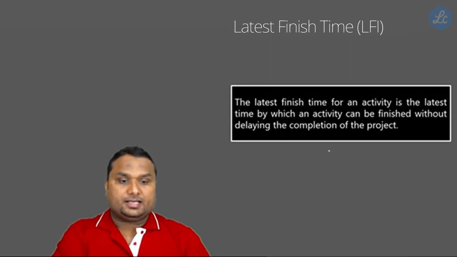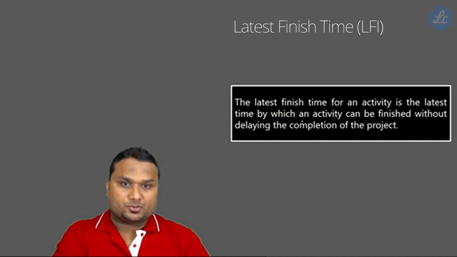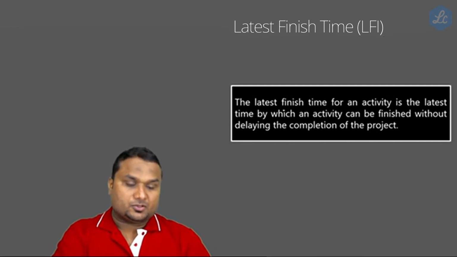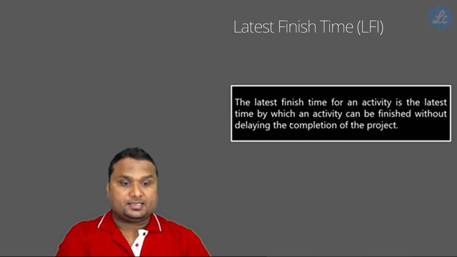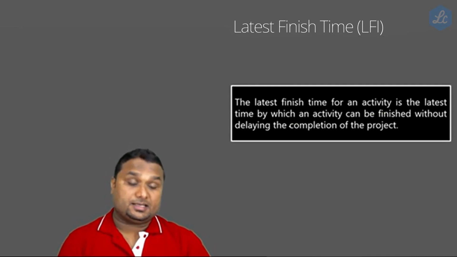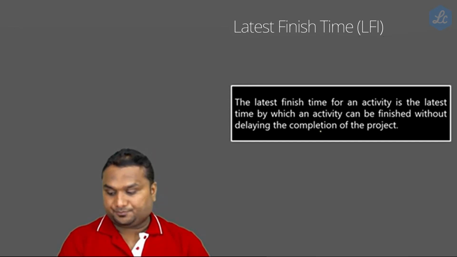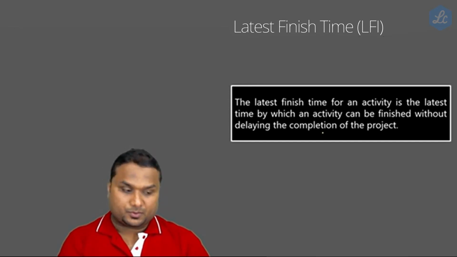Next, latest finish time. That means your father is telling you that you are supposed to reach home at 6 p.m. So you can't go beyond 6 p.m. That is something called the latest finish time. The latest finish time for an activity is the latest time by which an activity can be finished without delaying the completion of the project.